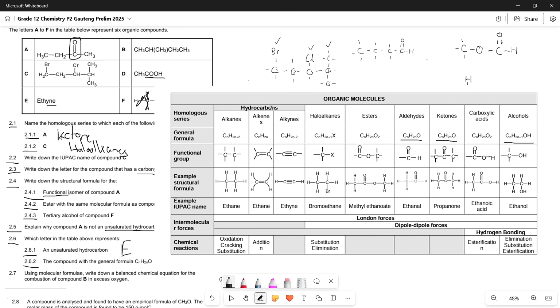It also isn't a carboxylic acid like D because we'll have 2 oxygens over there. As you can see, carboxylic acids and esters will have the same amount of everything, same amount of C's, H's, and O's, just in a different arrangement. That's why they're functional isomers, which means that we have to look for either an aldehyde or a ketone.